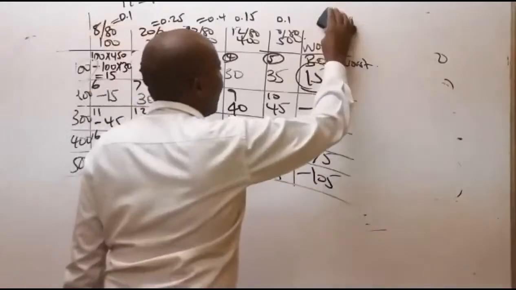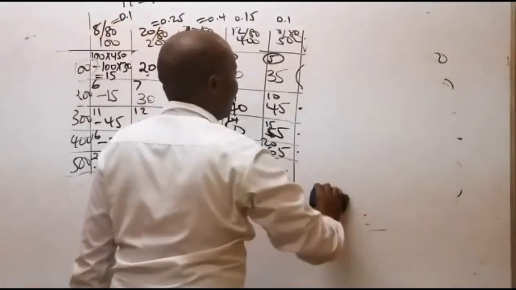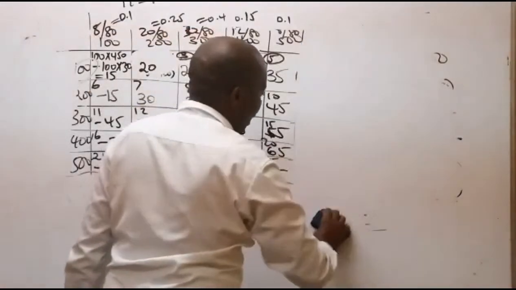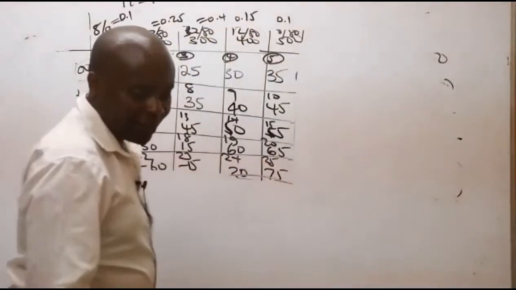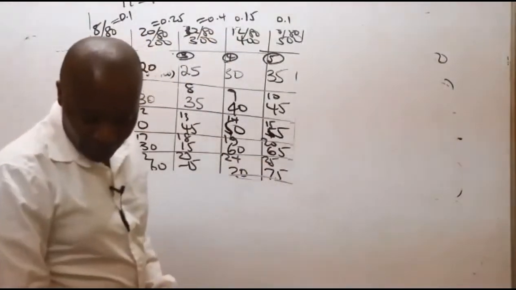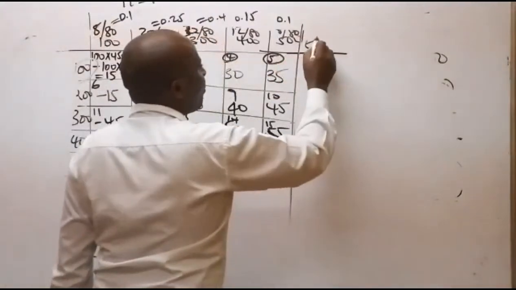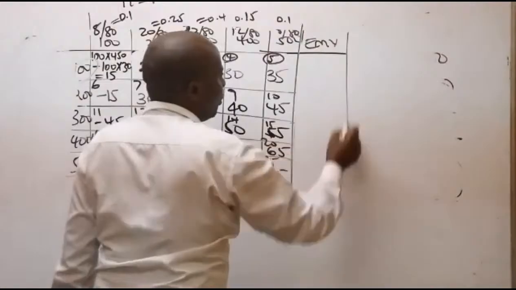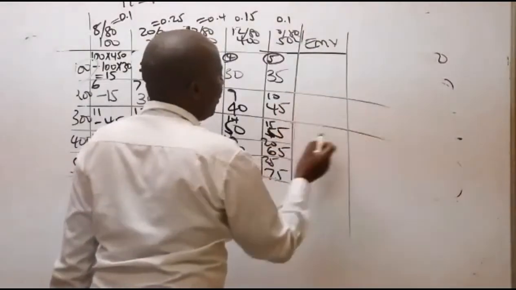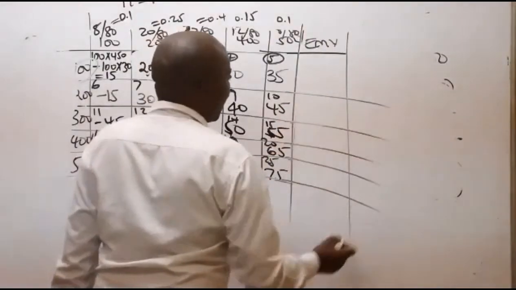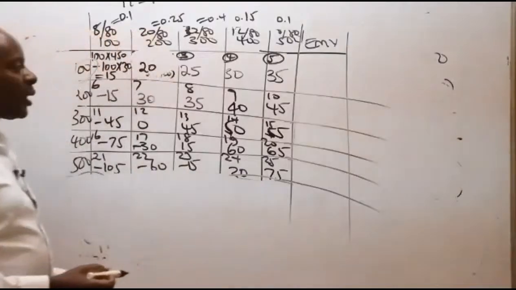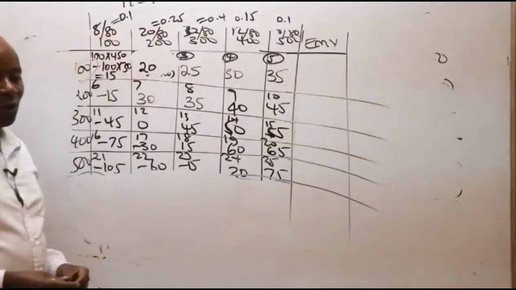I have a very good book. My book I can rub. For your case, you can't do that. So come here, ladies and gentlemen, and give us expected monetary value.